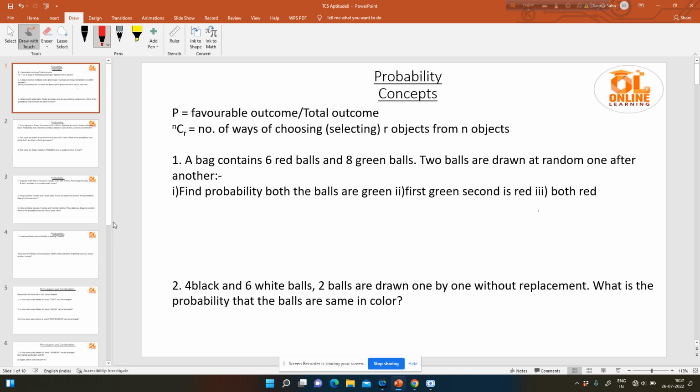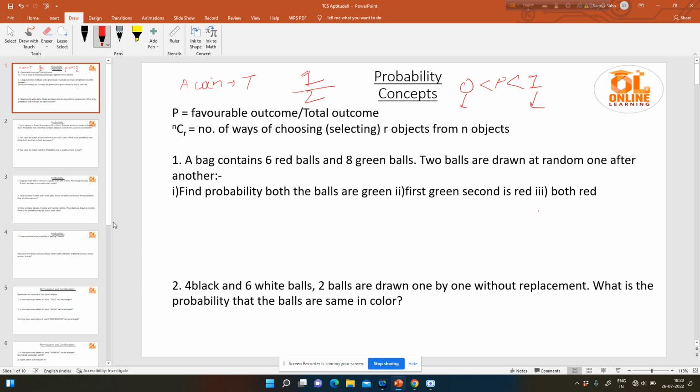P, that is probability, is equal to favorable outcomes by total outcomes. For example, a coin is tossed, and we need a tail. So how many outcomes could be there? Head or tail, that is 2. And what is our favorable outcome? That is tail, that is 1. So the probability would be 1 by 2. And always remember, probability ranges from 0 to 1. At minimum it could be 0 and maximum it could be 1.